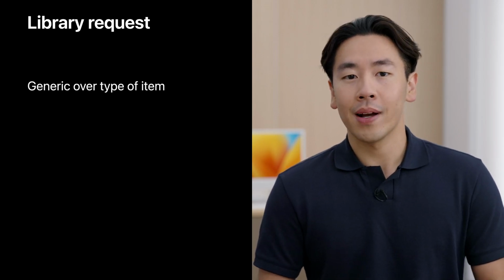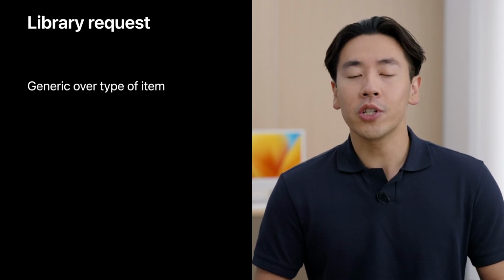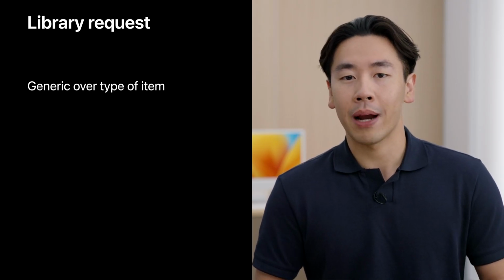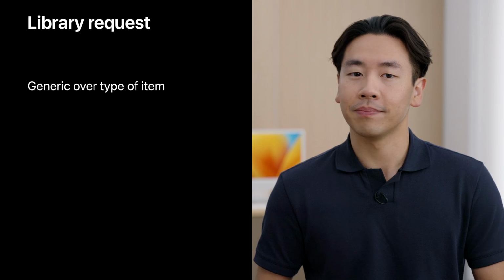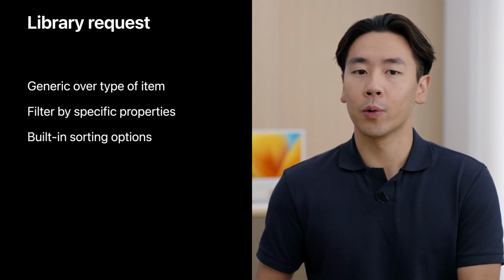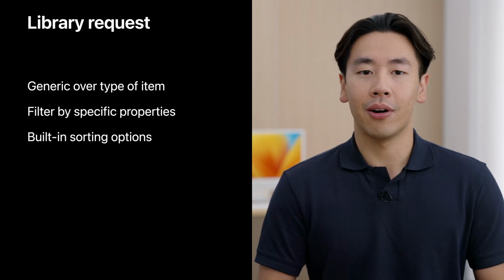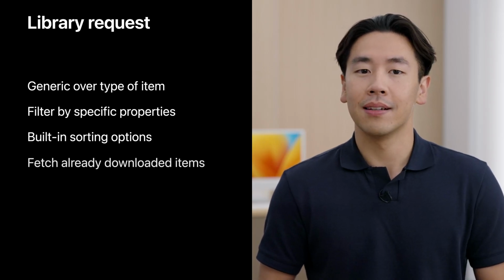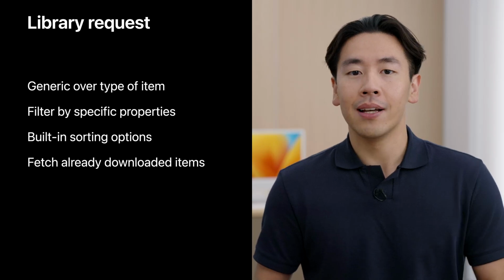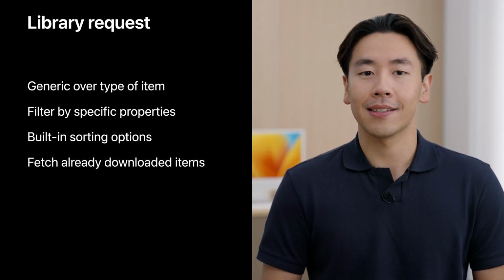The basics of this request only require you to specify which music item type is desired. This item type is passed through the generic parameter of the Music Library Request. You can apply a variety of filters and sort options on the request in order to finely tune your call to match your requirements. This request is also capable of fetching already downloaded content, supporting a fully offline experience.